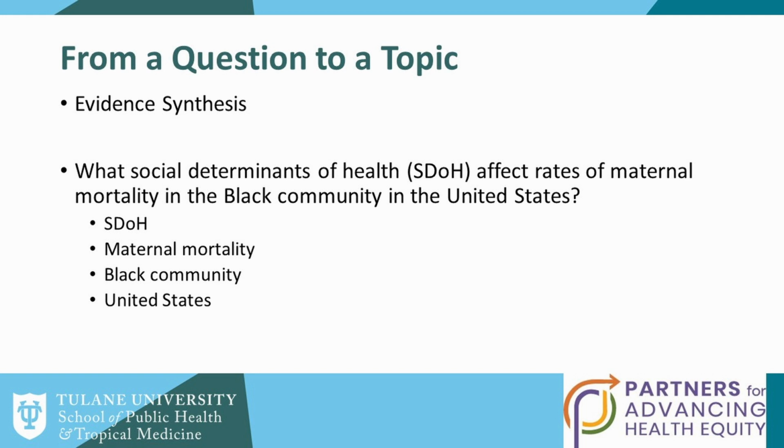We actually have four. One is the social determinants of health. The second is maternal mortality. The third is the Black community. And the fourth is the United States. Now that we have our topics, we can go look in these research databases.